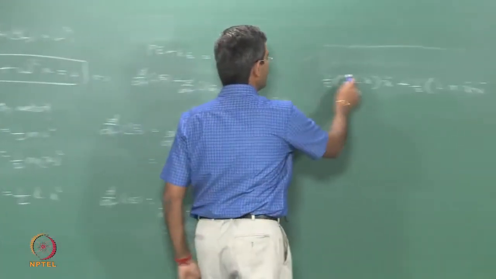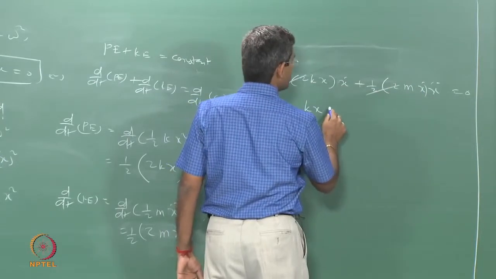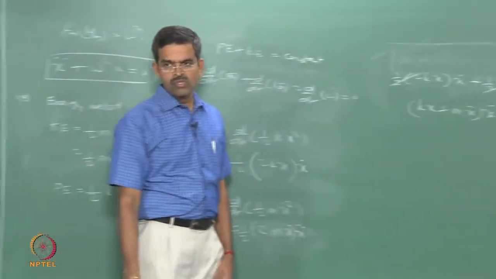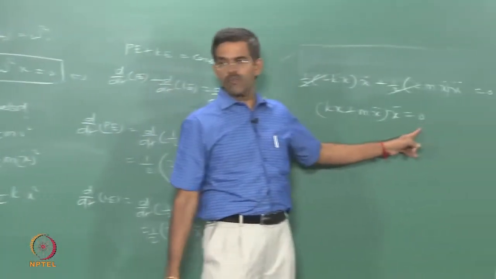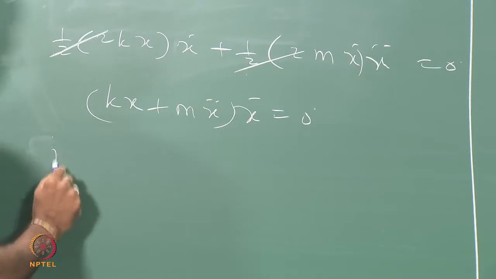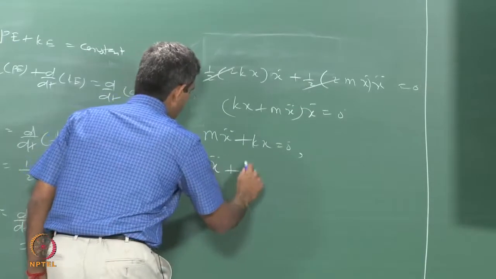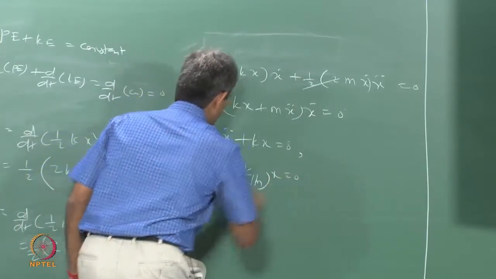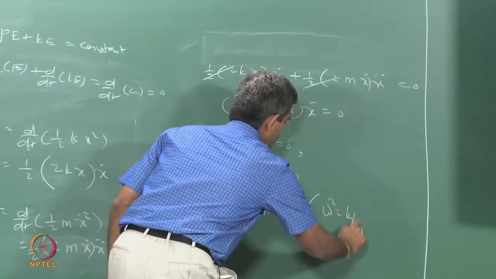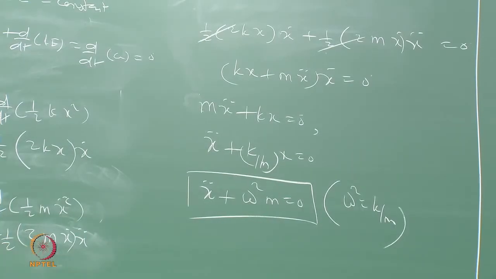So, simplify, x dot is common. So, kx plus m x double dot of x dot is 0. Obviously, x dot cannot be set to 0 because if x dot is set to 0, there is no vibration. Therefore, m x double dot plus kx is set to 0, which implies that x double dot plus k by m of x is set to 0, x double dot plus omega square x set to 0, where omega square is k by m. Equation of motion is again same as you got from the previous two examples.